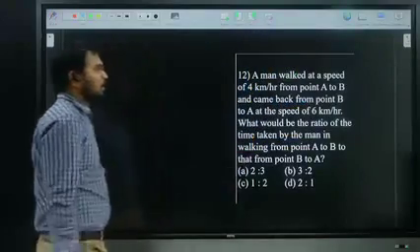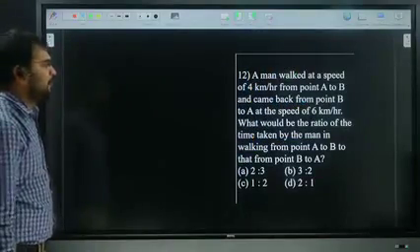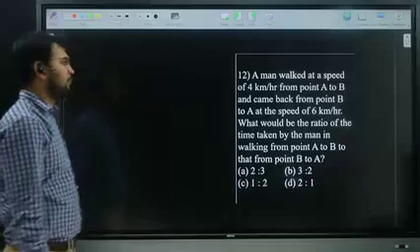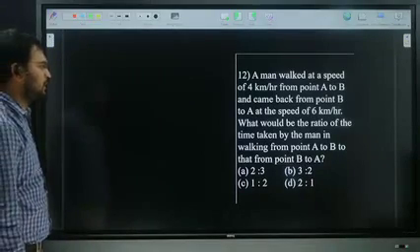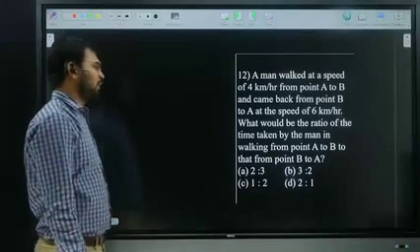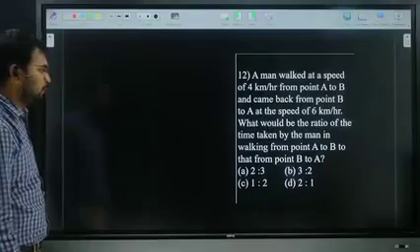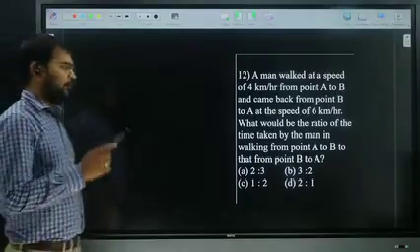Just read the question. A man walked at a speed of 4 km per hour from point A to B and came back from point B to A at a speed of 6 km per hour. What would be the ratio of the time taken by the man in walking from A to B to that from point B to A?